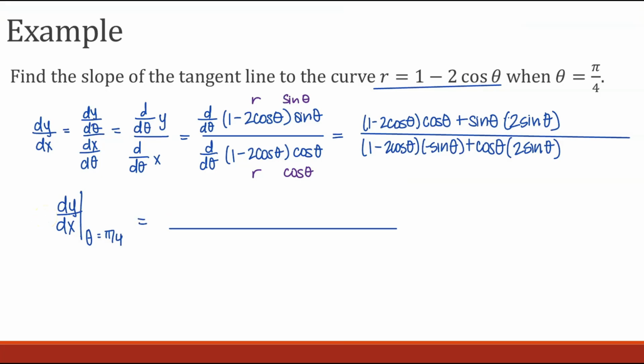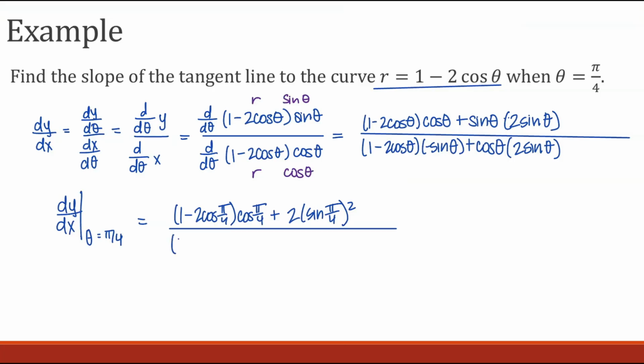So here's what we have. Let's start with that numerator there. Plugging theta into each of these, we're going to have 1 minus 2 cosine of pi over 4 times cosine of pi over 4 plus, here we might want to simplify because we're just going to get 2 sine squared theta. So we'll get 2 sine of pi over 4 squared.